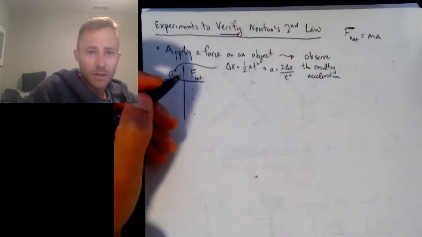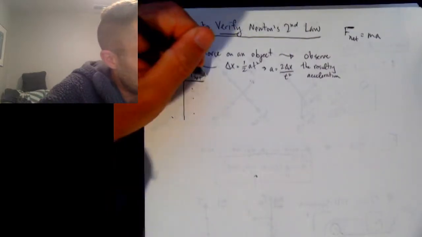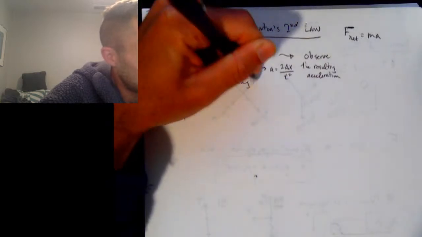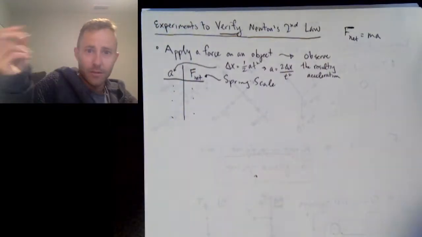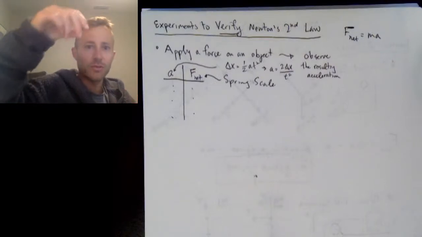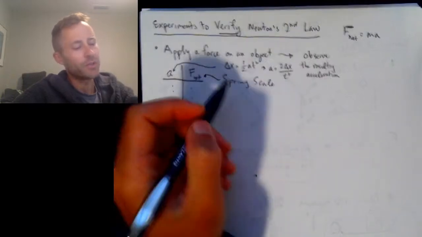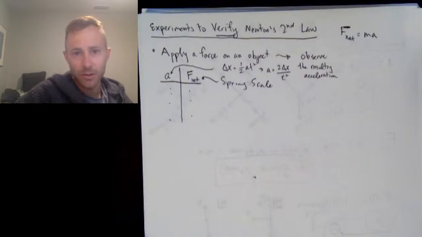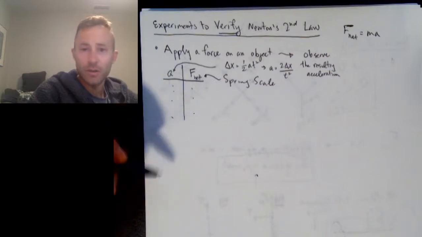Force is rather easy to measure. You measure force using a spring scale. You will see those next week in class. We have these little spring scales, and the amount that the spring scale is stretched is related to the size of the force. So we use a spring scale to measure force, and we use kinematics to determine the acceleration. So you have this data table. Now, what should it look like?